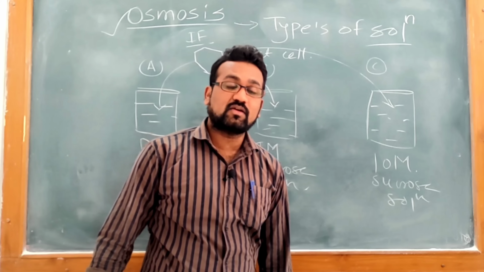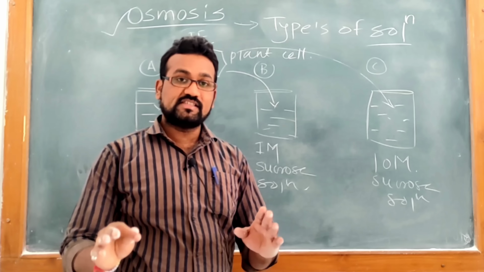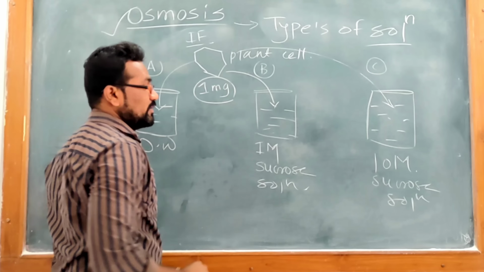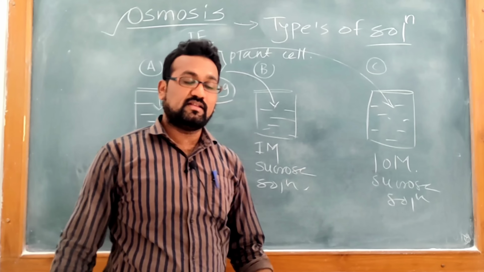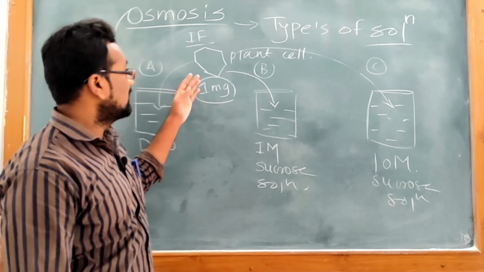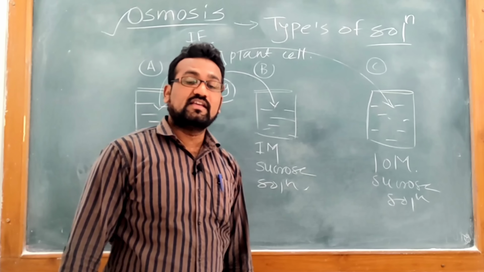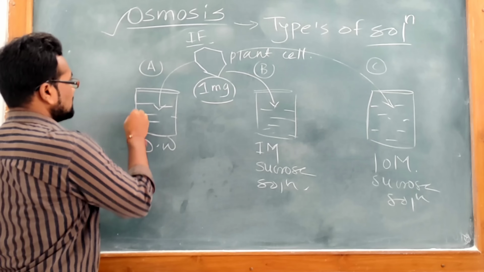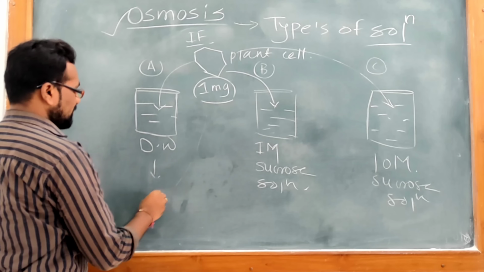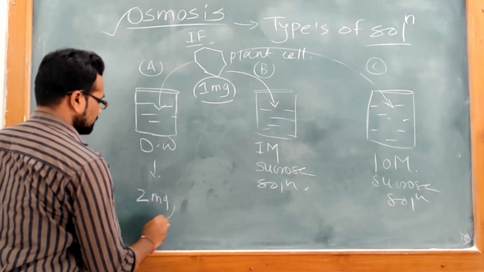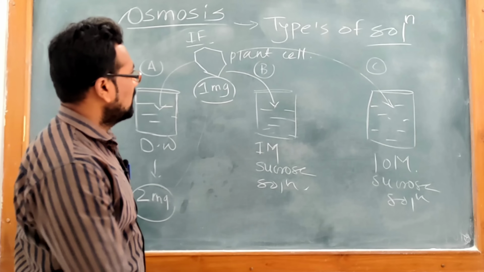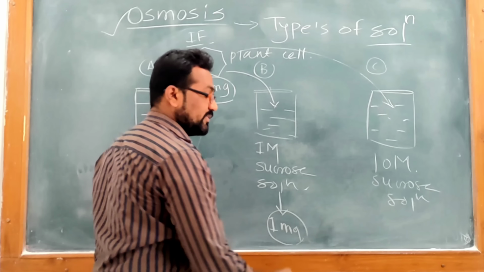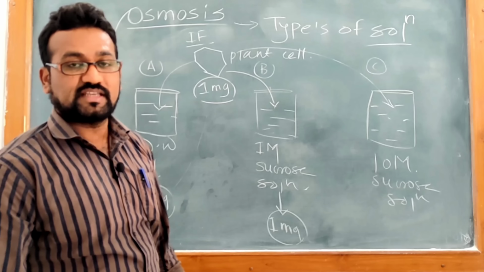If the initial weight of the plant cell was 1 milligram before doing any experiment, after doing the experiment in this A beaker, you will find the weight of the plant cell is now 2 milligram. The weight has been increased. In B beaker, after doing the experiment you will find the weight remains constant, 1 milligram only. There is no change in weight of the cell.